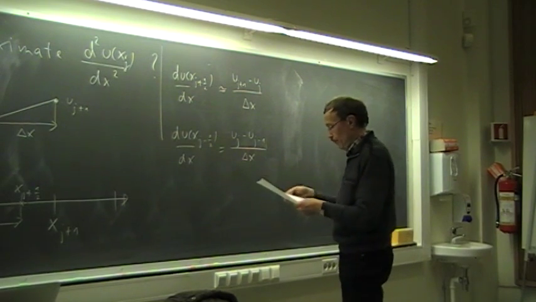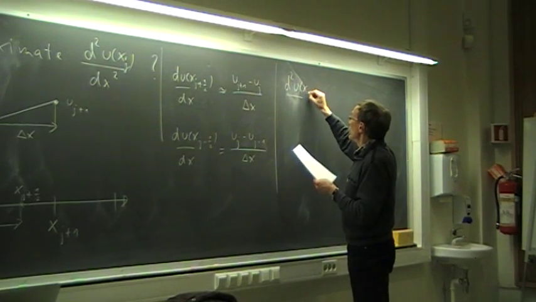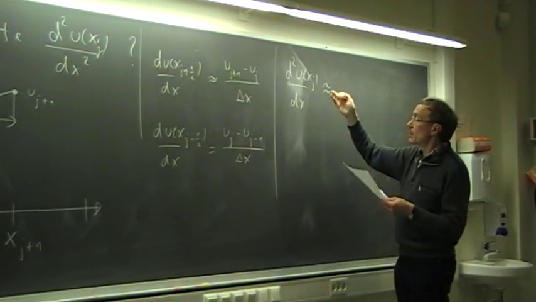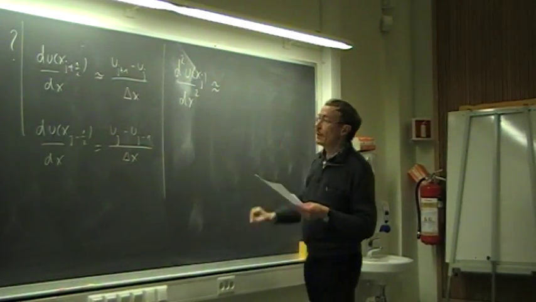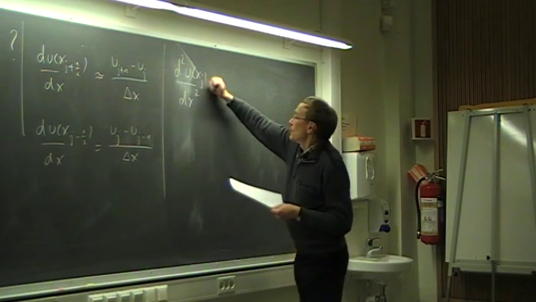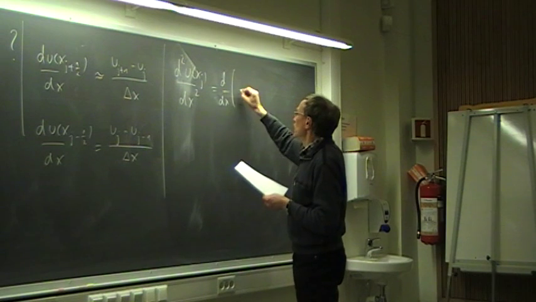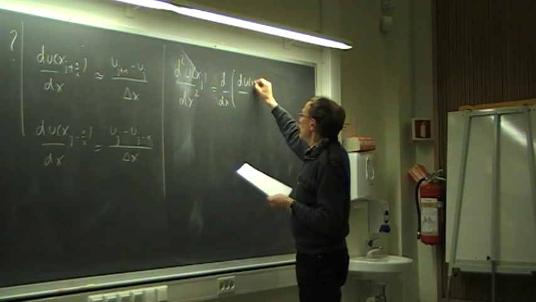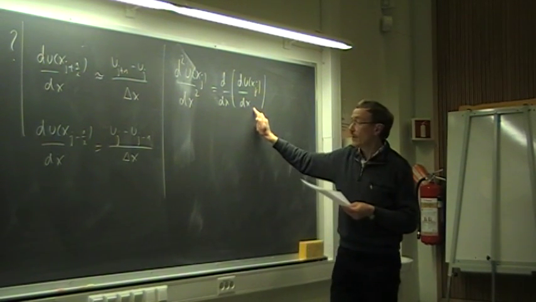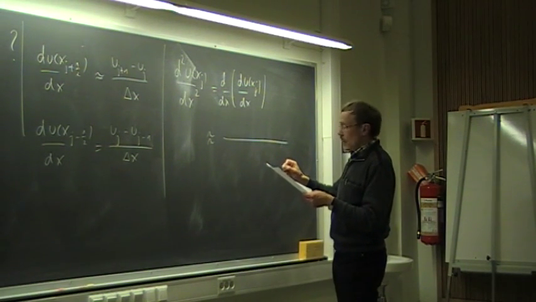So then we want to approximate the derivative of the derivative, the second derivative, d/dx of du/dx. Let's write that to be sure. We want to do it this way: d/dx of the du/dx at xj. So these terms we have now approximated.